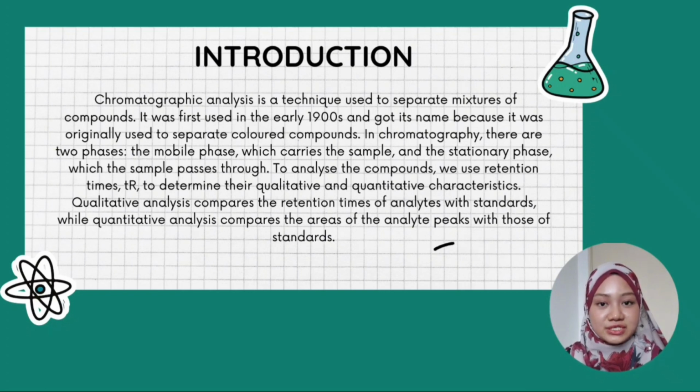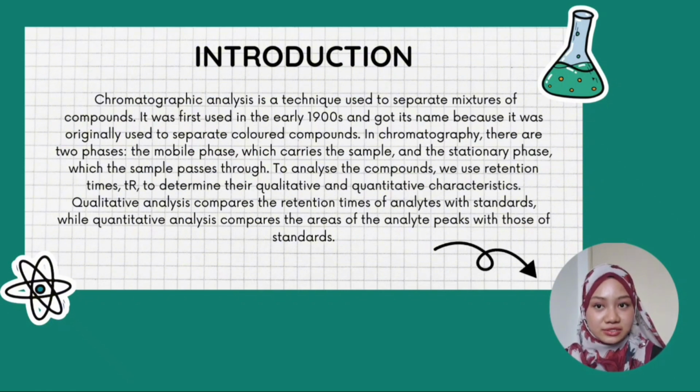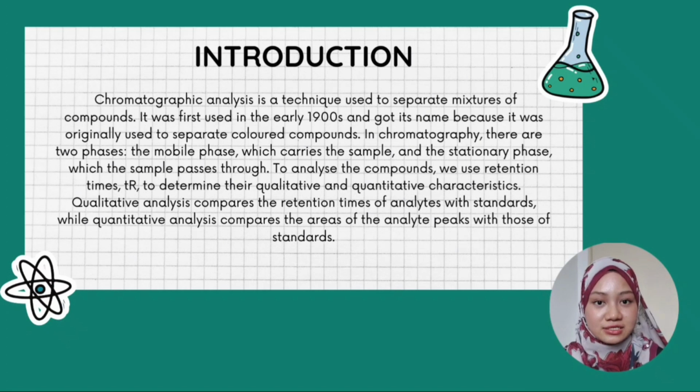Chromatographic analysis is a technique used to separate mixtures of compounds. It was first used in the early 1900s and got its name because it was originally used to separate colored compounds. However, chemists soon realized that it could also separate colorless compounds. In chromatography, there are two phases: the mobile phase, which carries the sample, and the stationary phase, which the sample passes through. The compounds in the mixture separate based on their affinities for the stationary phase and their solubilities in the mobile phase.